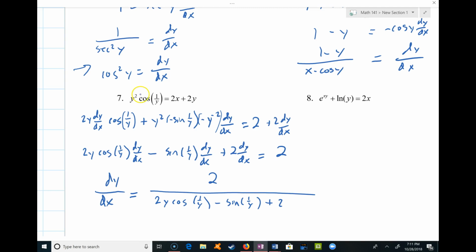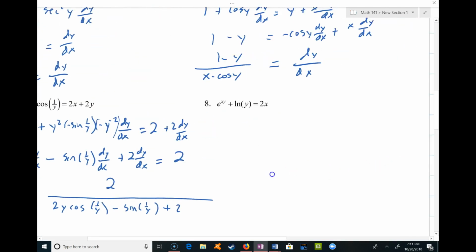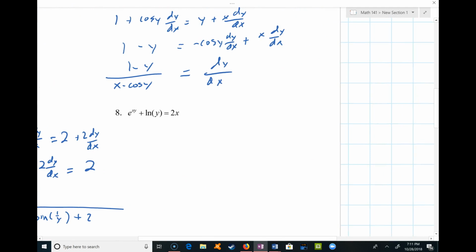So the key here was noticing that on this side you have a product rule. On the left side you have a product rule. Okay, so here's another one that's very interesting, kind of challenging.